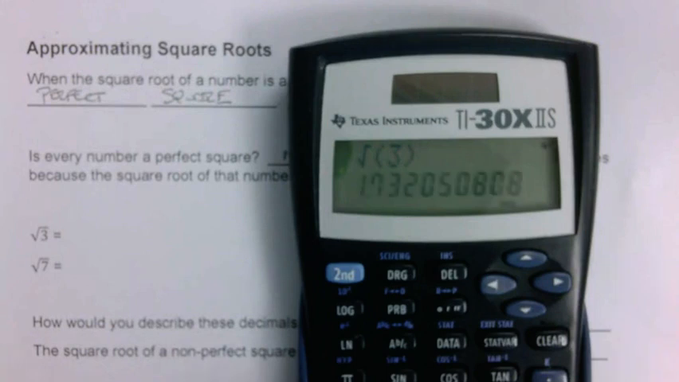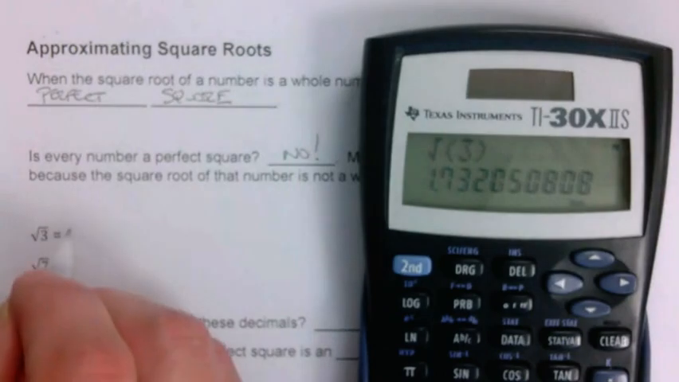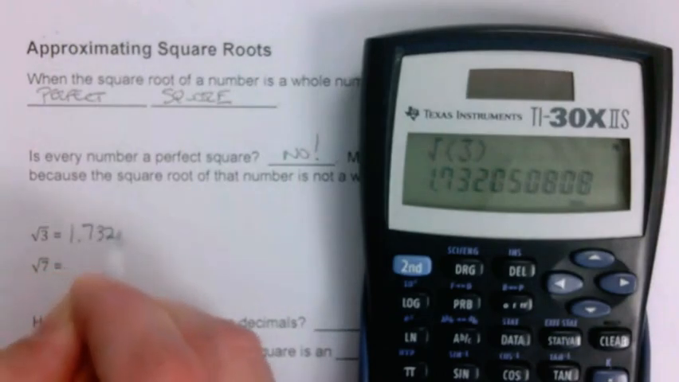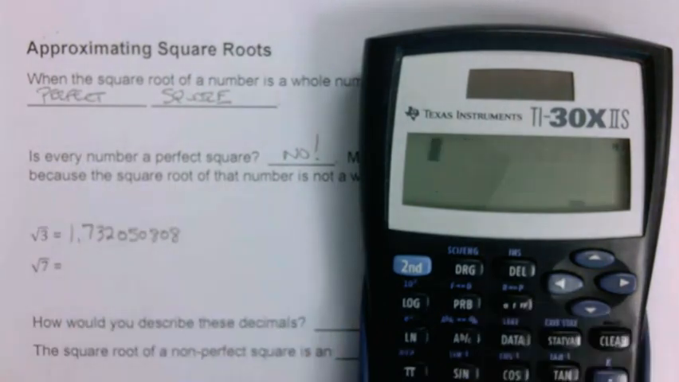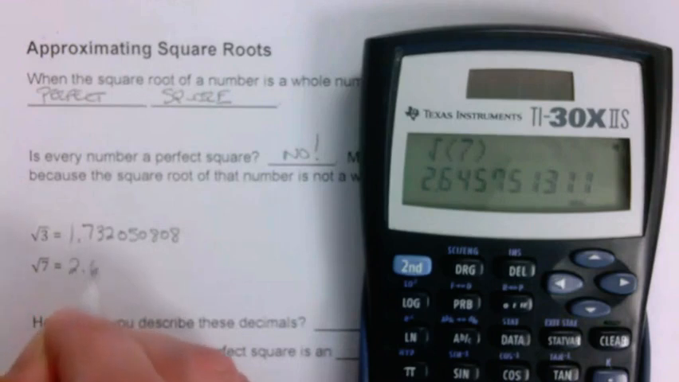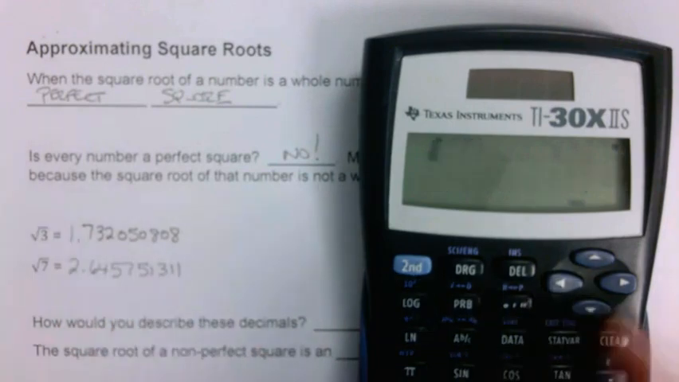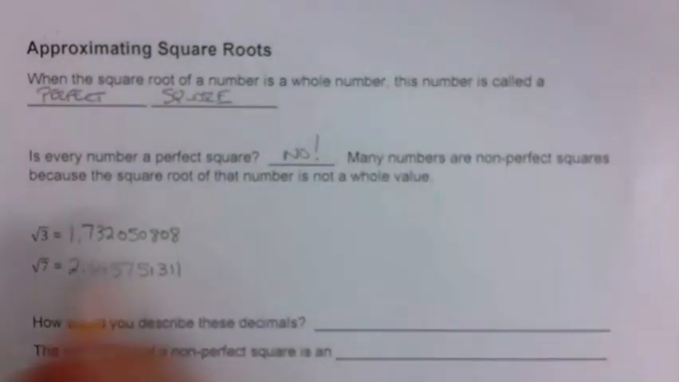Notice that I get this long decimal. In fact, let's write those digits down. 1.732050808. What about the square root of 7? Again, I get this other long decimal here, 2.6457513. These values are definitely not whole values. So if I take the square root and I get a number that's not a whole value, the number underneath the square root symbol is not a perfect square.